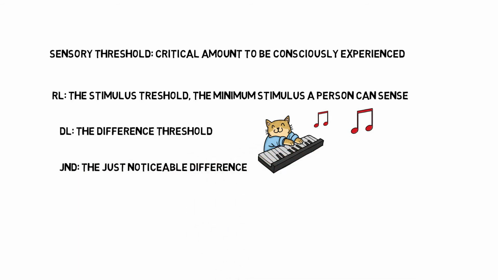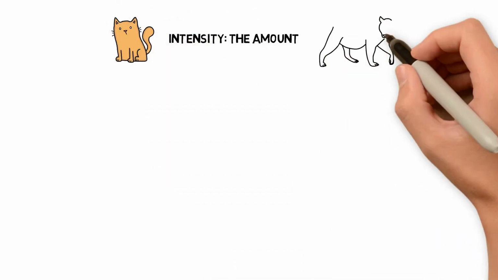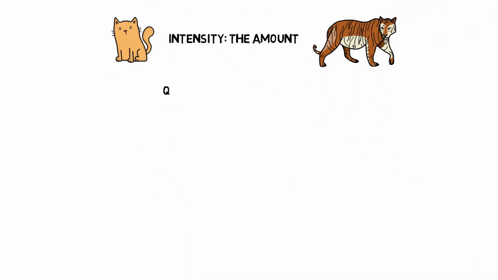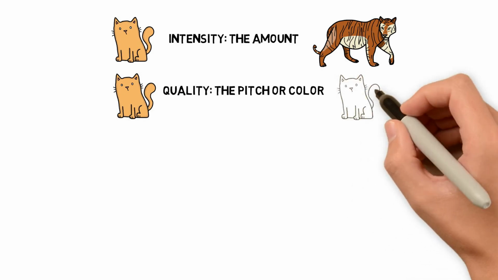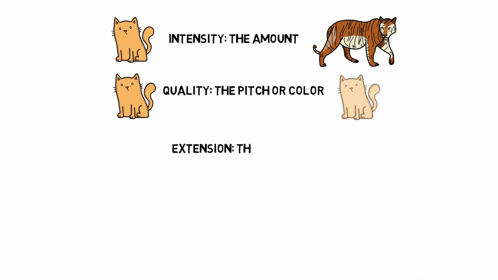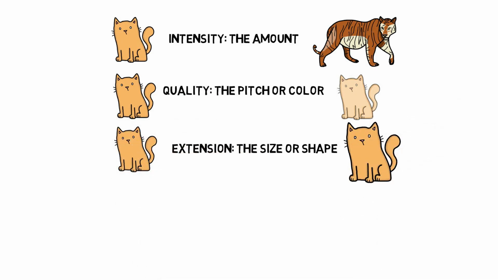Fechner measured these differences in 4 dimensions: intensity, quality, extension, and duration. Intensity is changing the amount. Quality is like changing the pitch of a sound or a color of a light. Extension is the change in size or shape of an object, or the distance between objects. Duration is how long the stimulus is available.